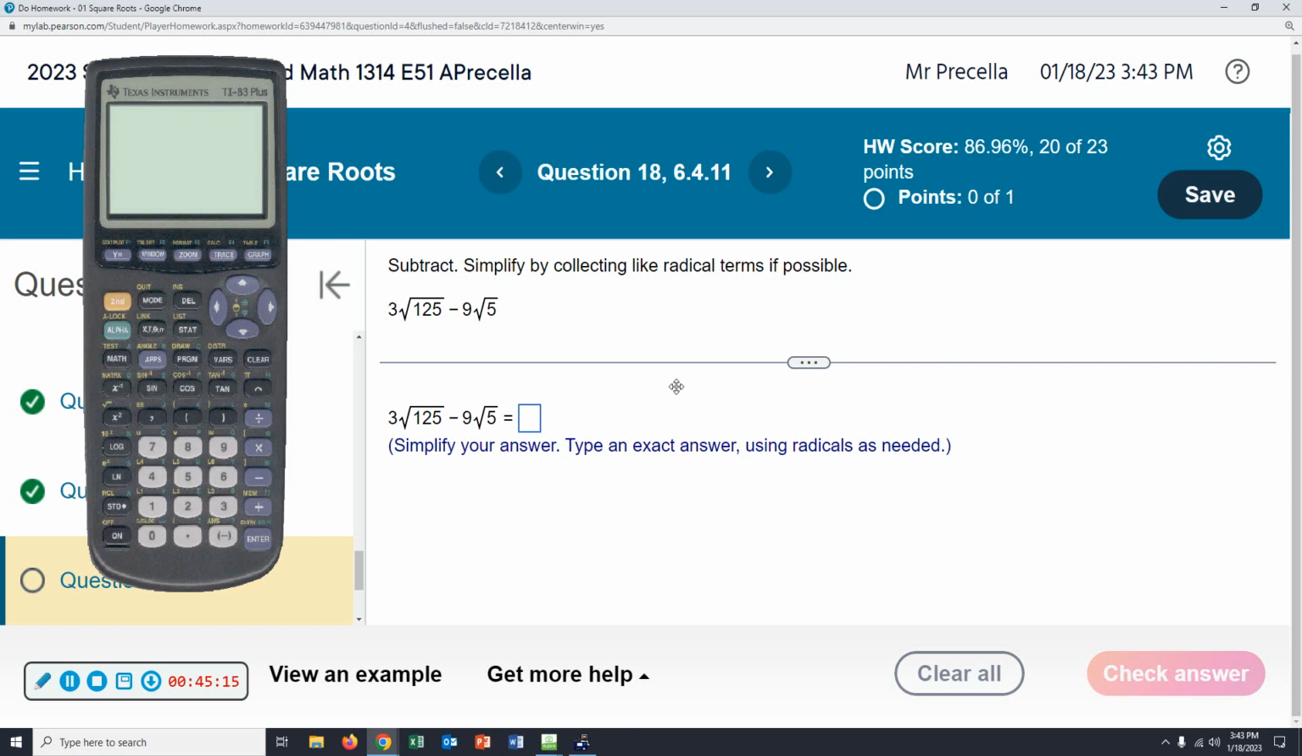But number 18. This one looks a little worse than the others, doesn't it? 3 square root of 125 minus 9 square root of 5.